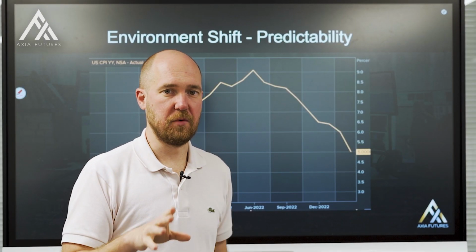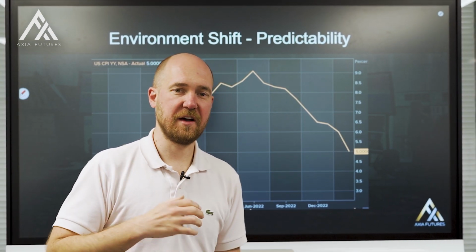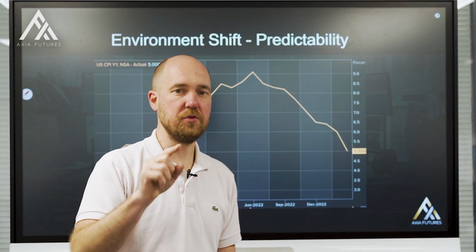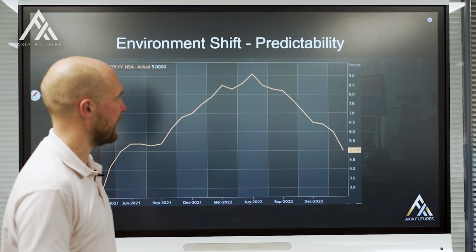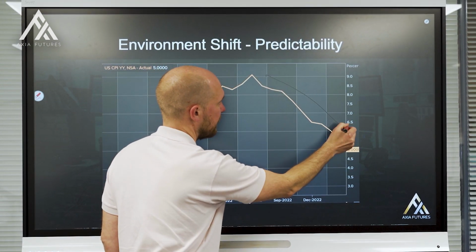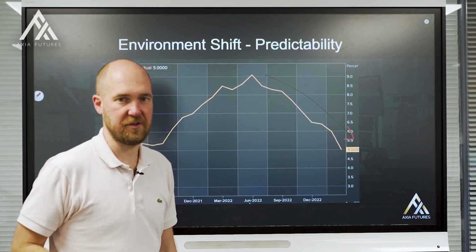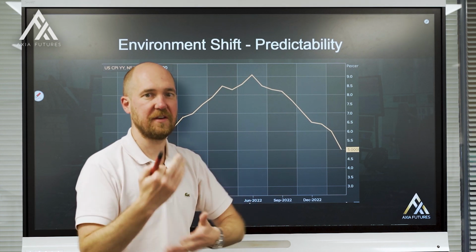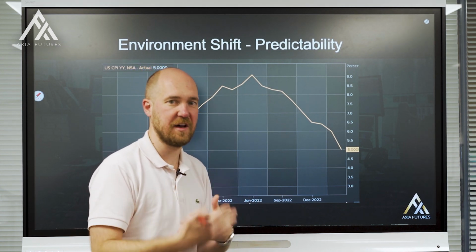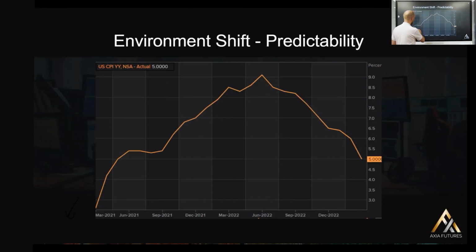A third example of environment change is understanding predictability. You do not need to be an economist for this, but we all know what's going on with inflation. It is falling. So we know the trajectory of inflation. This is now more predictable. Where the volatility came last year and the uncertainty came last year is not that inflation was rising, but that we did not know how high it would go. That's where the uncertainty comes.